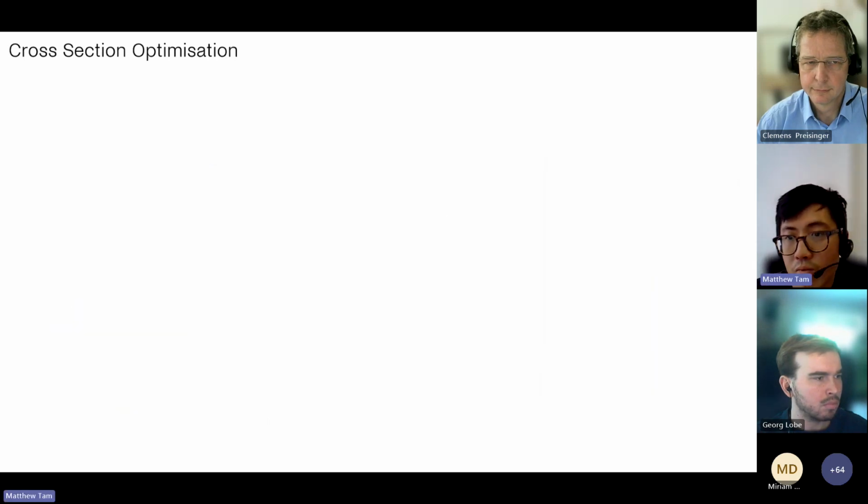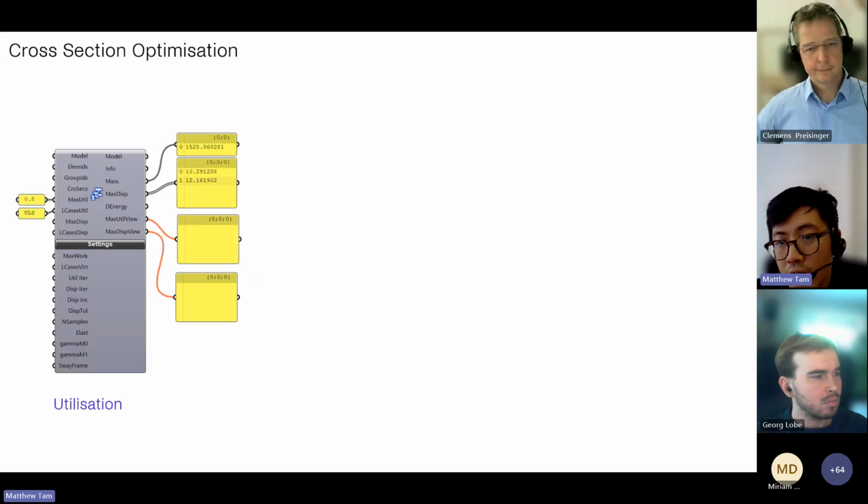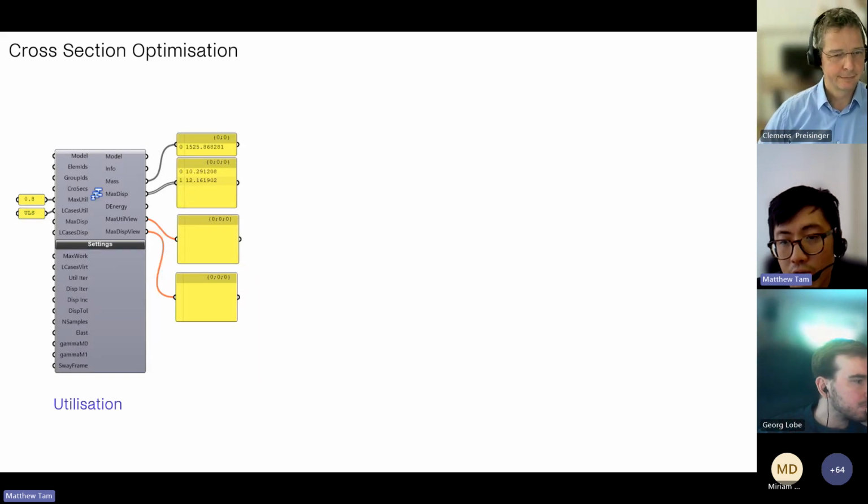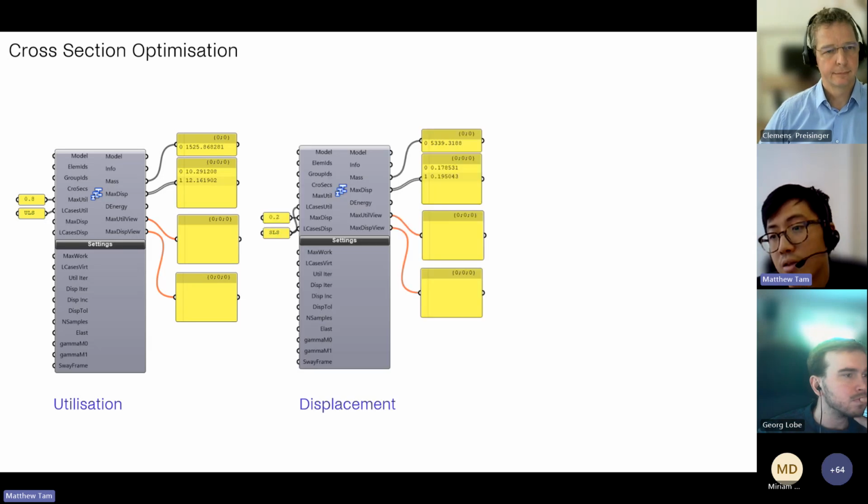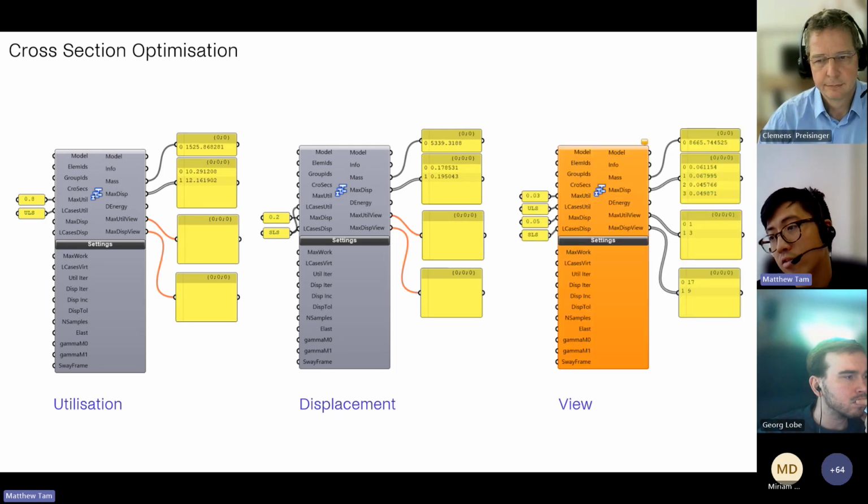Cross-section optimization, which Clemens will be explaining in a bit more detail. Previously we were always able to optimize as per utilization. Now you can also specify a load case or load combination for displacement optimization. And you can also filter out those specific element indexes, which you can plug, for example, into the Model View to filter out those elements which are overutilized or do not meet the displacement criteria.